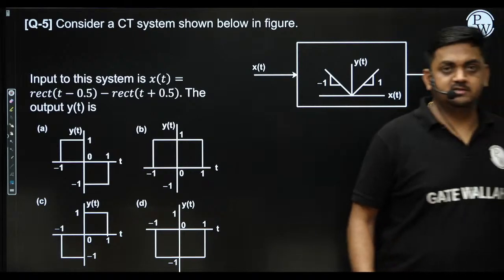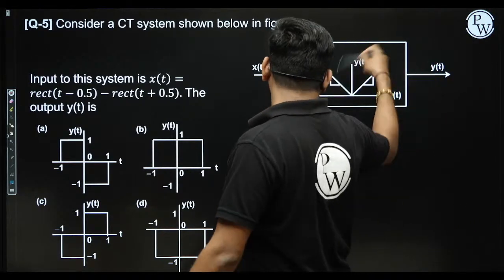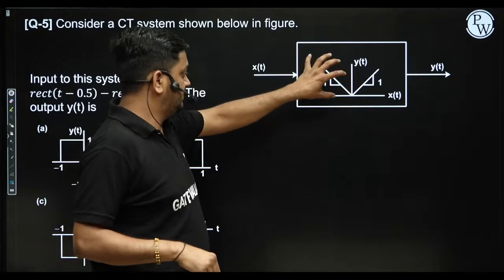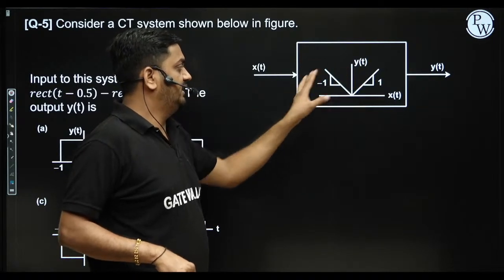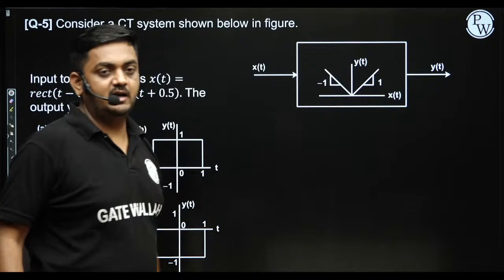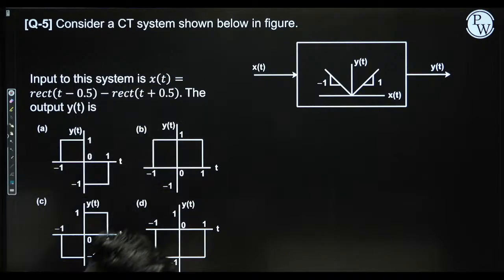Find the mathematical relationship between input and output for this system. From this graph of output versus input, find the mathematical relation, and then you can get the right answer. Tell me which option should be the right answer in this question.